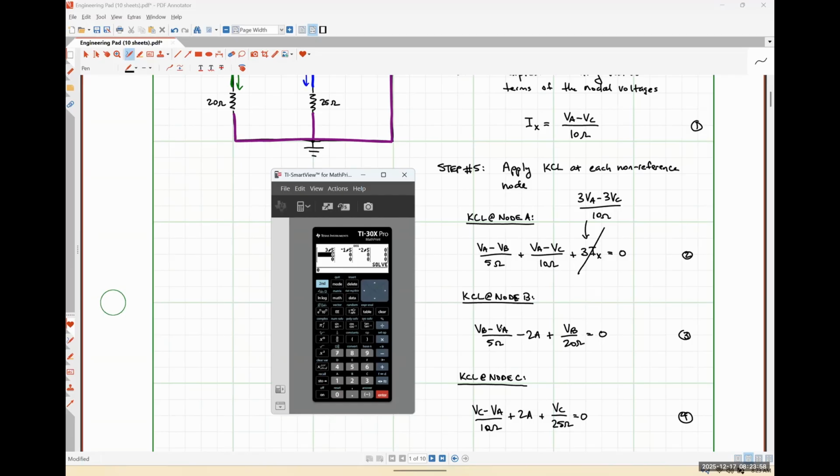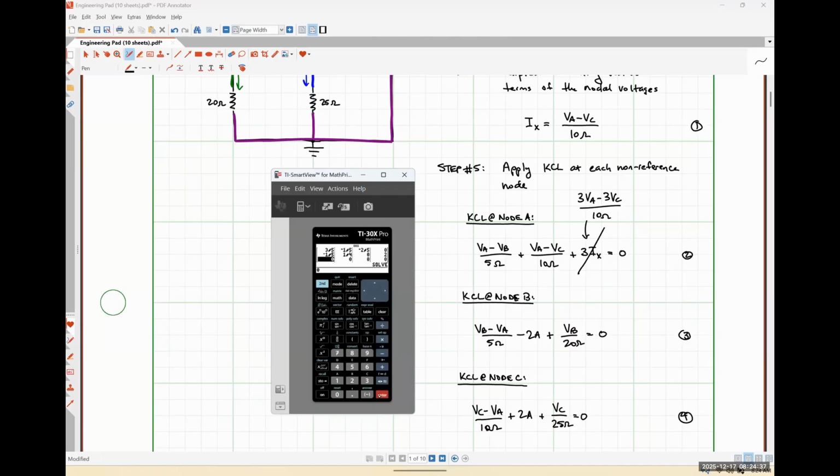Okay. So we're now at the KCL at node B equation. So what's the coefficient for VA in this guy? Negative 1/5. What's the coefficient for VB? Yep, 1/5 plus 1/20. What's the coefficient for VC? 0. And the constant term will be positive 2 because I need to move it to the other side of the equal sign. So you guys that said 2 were correct.